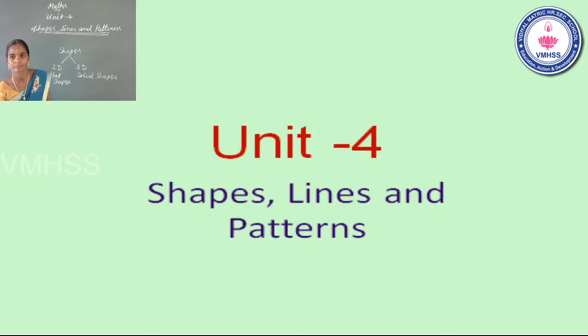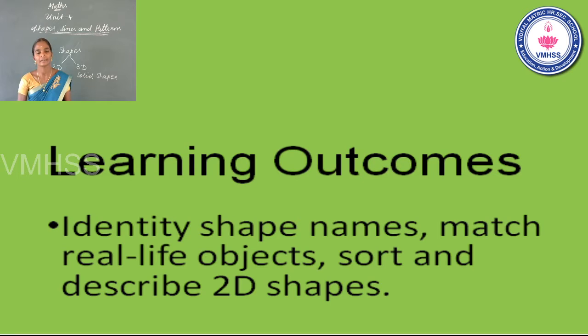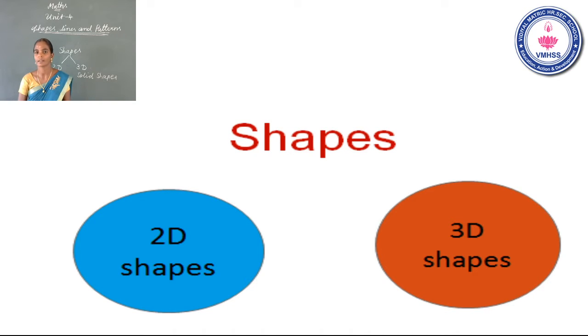Dear children, look at the slide. Today we are going to learn about unit 4, shapes, lines and patterns. See the next slide. Learning outcomes: identify shape names, match real life objects, sort and describe 2D shapes. Next one, shapes. Shapes can be divided into two types: 2D shapes and 3D shapes. 2D means two dimensional shapes. 3D means three dimensional shapes. Did you understand? 2D shapes have length and breadth. 3D shapes have length, breadth and height.